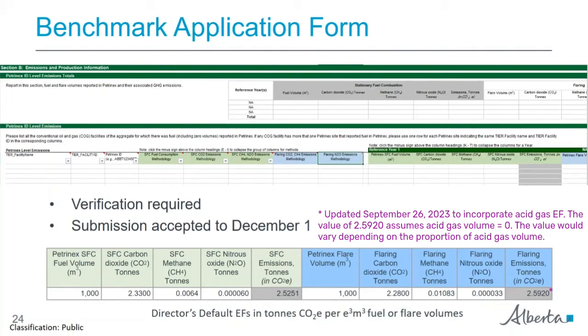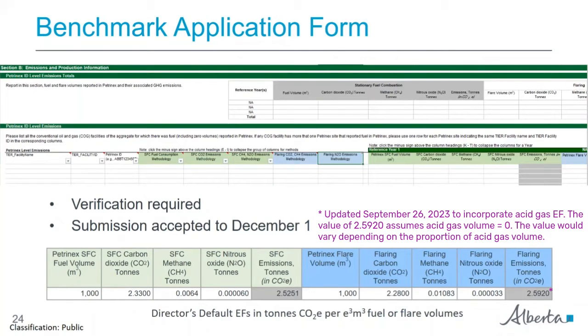For your reference, the direct default emission factor for SFC used to be 2.50788 tons CO2 equivalent per 1,000 cubic meter fuel. Now, with the new GWPs, we have 2.5251 tons CO2e per E3M3 fuel for SFC and 2.5920 tons CO2e per E3M3 flare volume as the director's default emission factors in terms of CO2 equivalents.